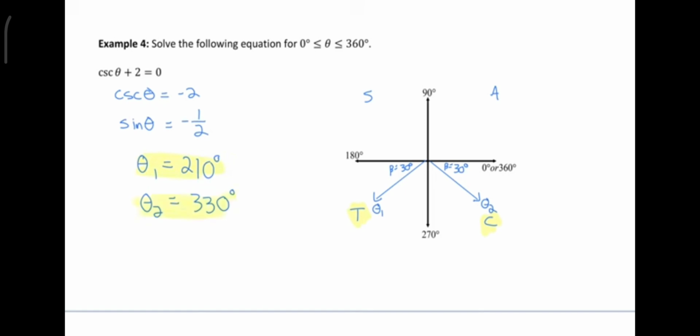Sine of both of those angles equals -1/2, which means it makes cosecant -2, which would then make the left side of the equation be -2 plus 2, which is equal to 0. So both of these angles satisfy the original equation. They are both answers. There you go. Hopefully you now understand how to work with reciprocal trig functions.